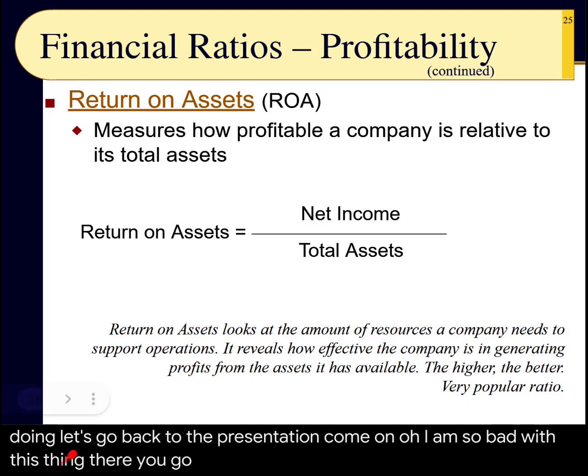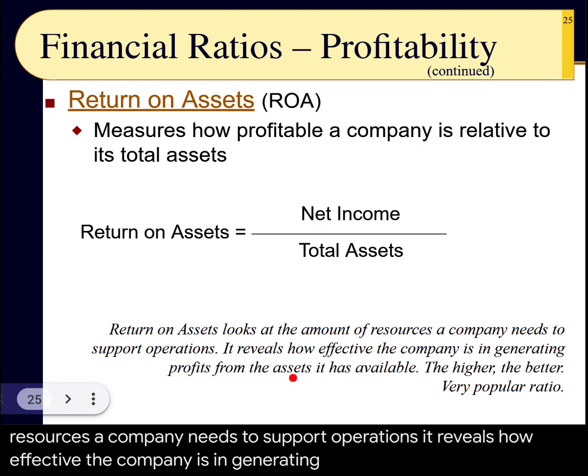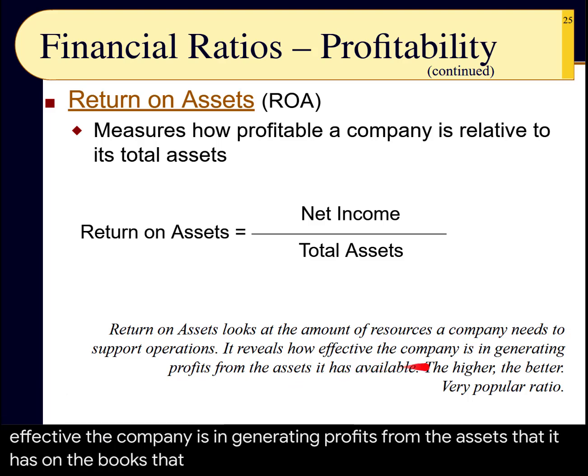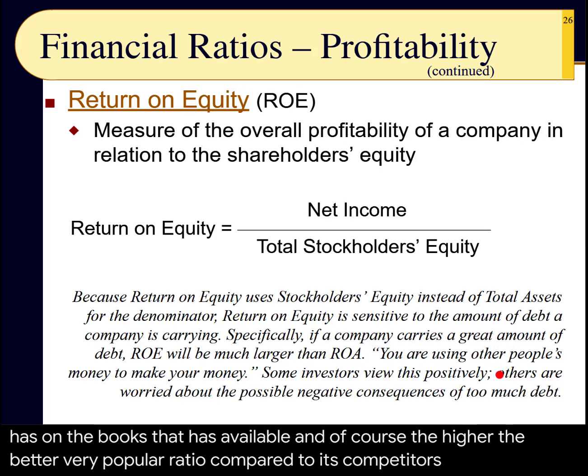There you go. Okay. Return on assets. Look at the amount of resources a company needs to support operations. It reveals how effective the company is in generating profits from the assets that it has available. And of course, the higher, the better. Very popular ratio compared to its competitors. The next one is return on equity.